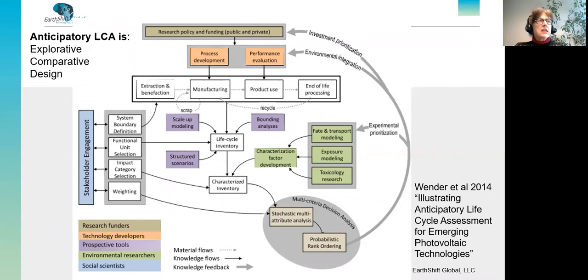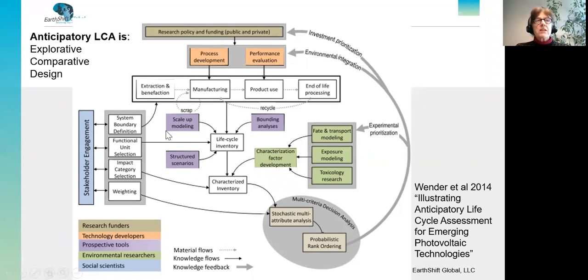As Valentina showed you, there are different pieces of the anticipatory approach, and it focuses around the actual process development and performance evaluation, the actual development process. And I think it's really important that that process is integral to the LCA process, because it helps you understand the constraints that we have on the LCA.